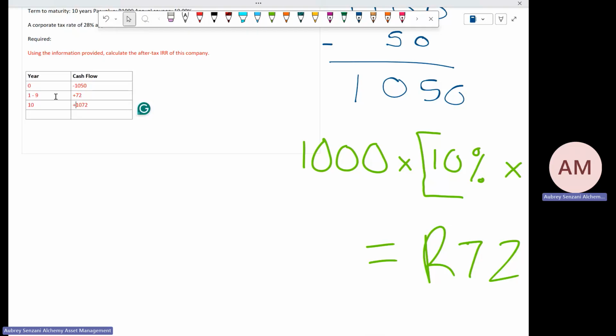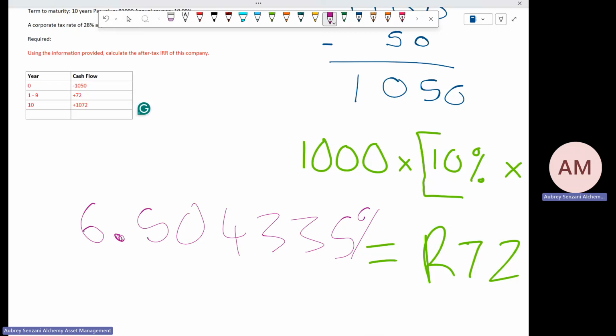So let me give you the answer of what you should be getting. Then we'll work it out together and make sure that we're all getting there. It should be 6.504335. That's what I'm getting, and that's what you should be getting. Now, we all have different calculators, so I'm not 100% sure how you would input it for your specific calculator.